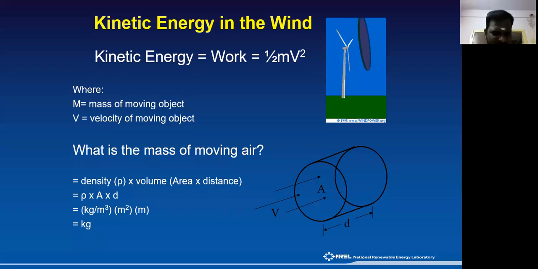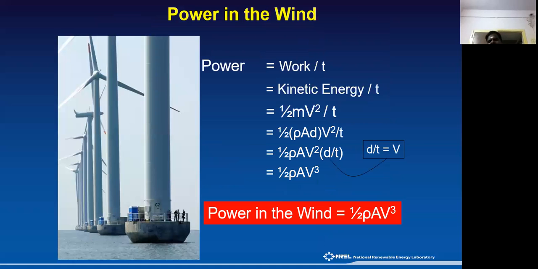Equal to work. That is kinetic energy, which is equal to half into mv square, where m is the mass of the moving object and v is the velocity of the moving object. The mass of the moving air is equal to density times volume, which indicates the area and the distance. So in general, the power from the wind is equal to work divided by time.